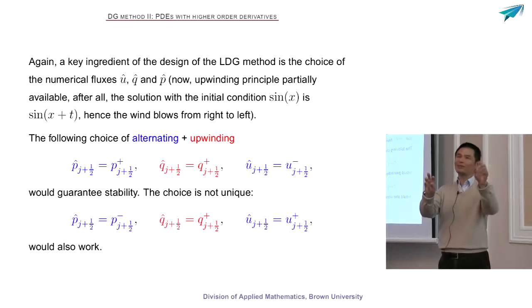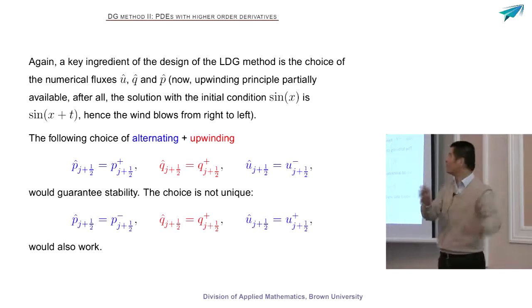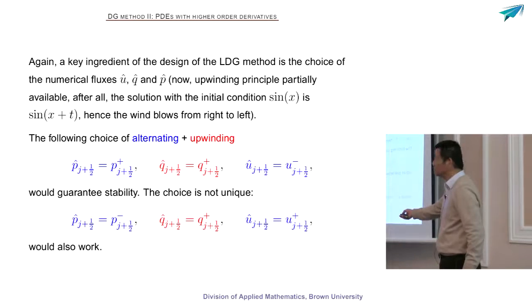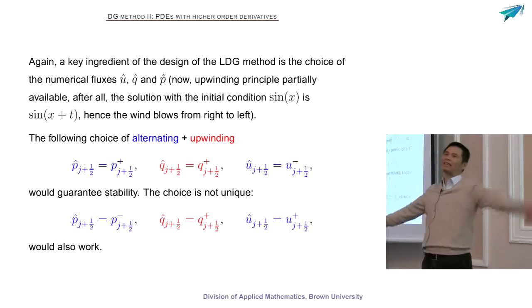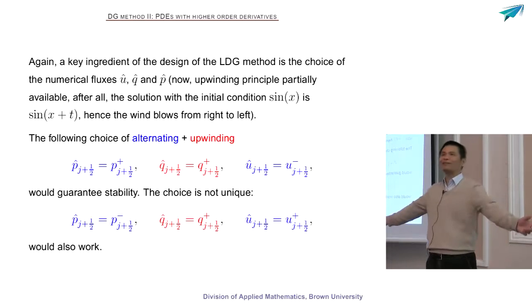So that's crucial. The flux corresponding to the middle guy has to be chosen in an upwinding way, which is here. It has to be chosen to be plus. And the other two, which are symmetric, u and u_xx, you can do in an alternating way. So you can do plus minus or minus plus. Both of them will be okay. So this is the guiding principle.